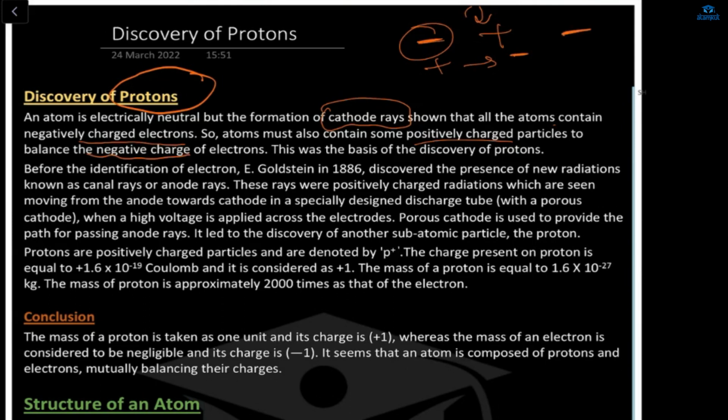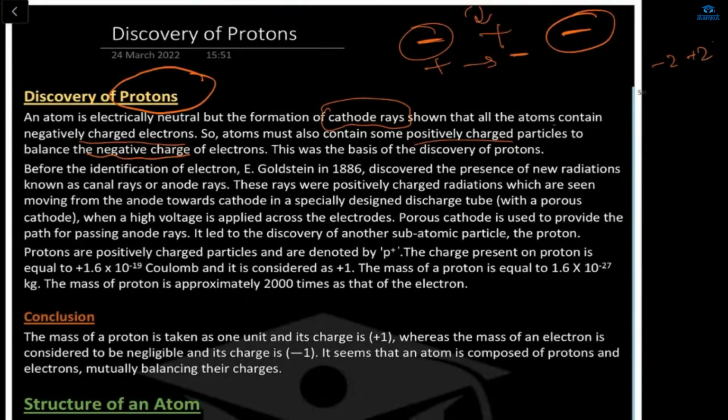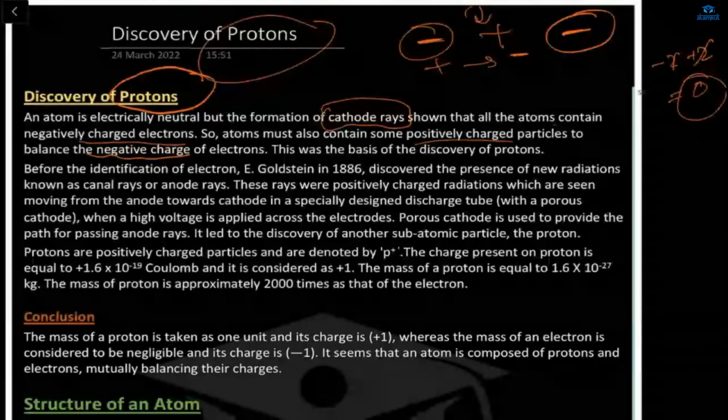If there is only negative charge and no positive charge, then what will happen? It is not balanced. Right? -2 + 2 is what? It is 0. It's balanced, right? So to balance this, we need some positive charge, which is protons. So that's the basis of the discovery of proton.